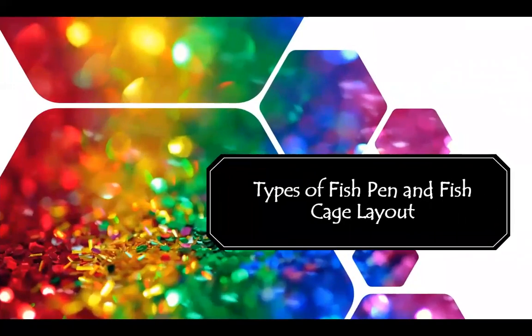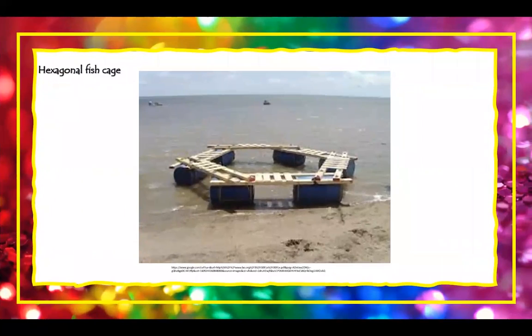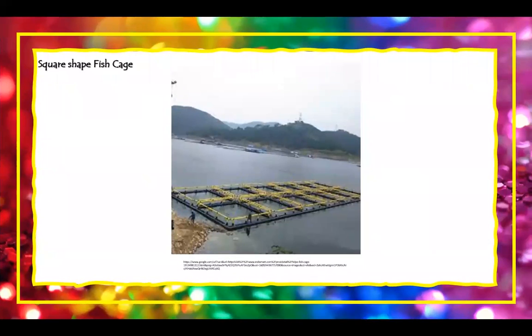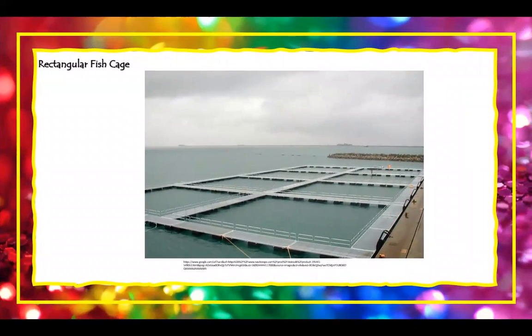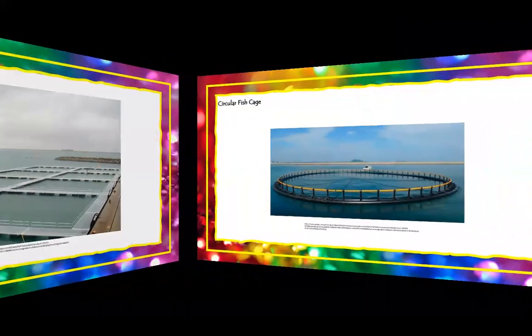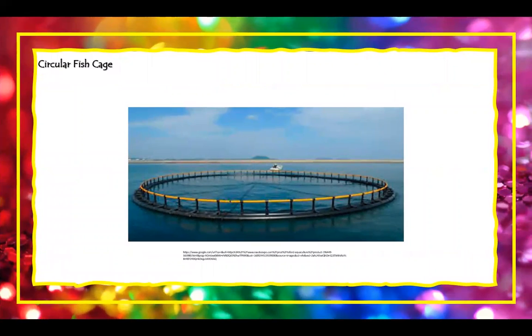Now let's talk about the types of fish pen and fish cage layout. Fish pens and fish cages come in different shapes and sizes. Here are some of the common shapes of a fish cage. We have the hexagonal fish cage. We have the square shape fish cage. We also have the rectangular fish cage. And last but not the least, we have the circular fish cage.